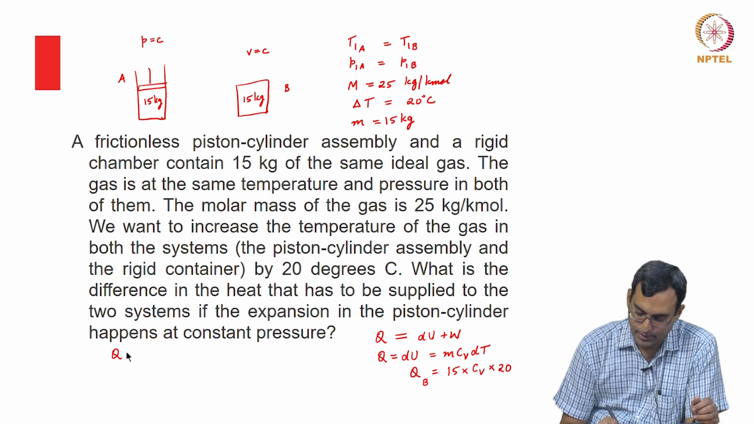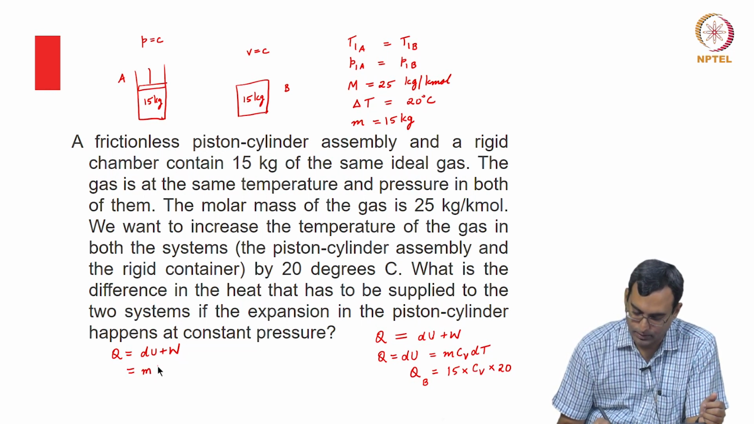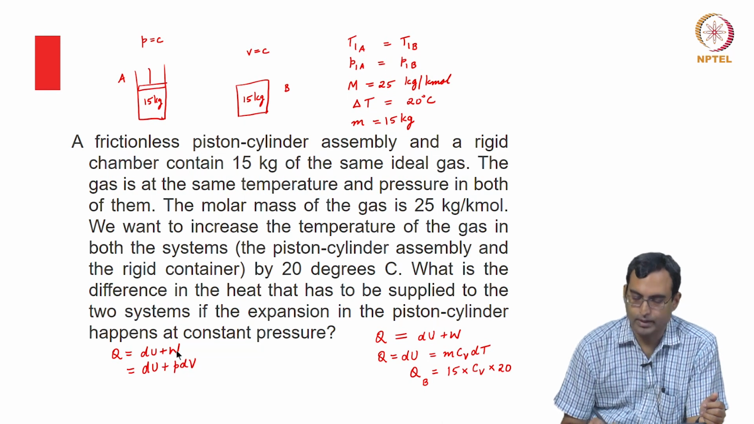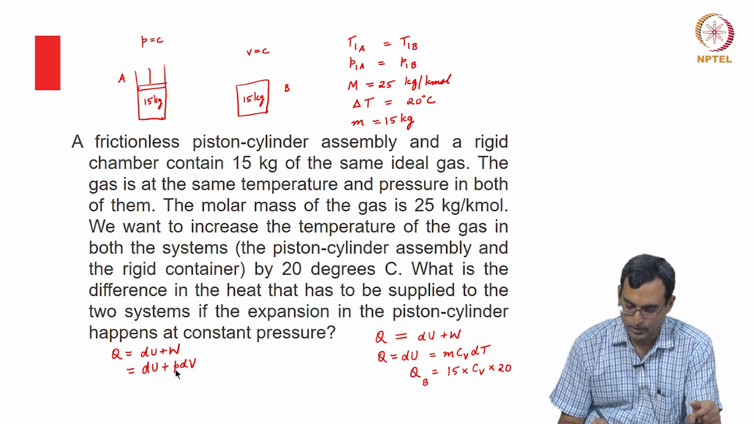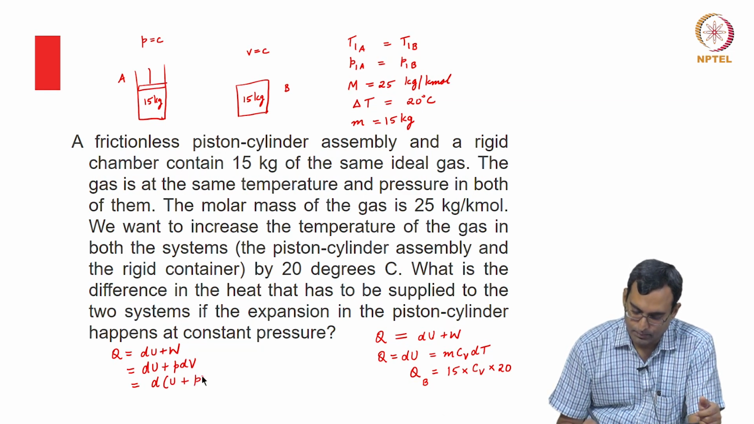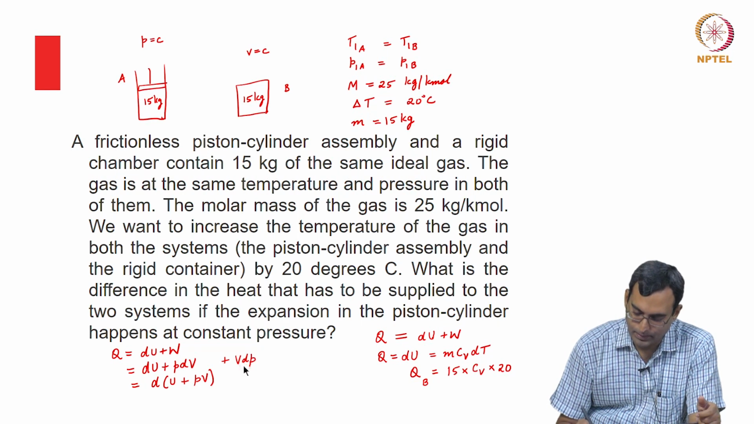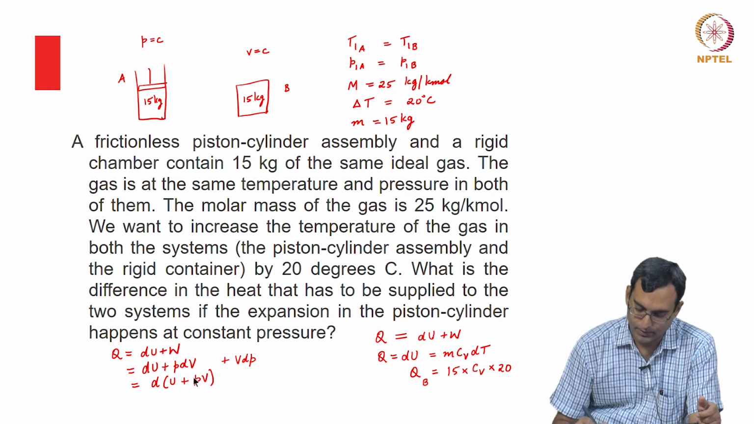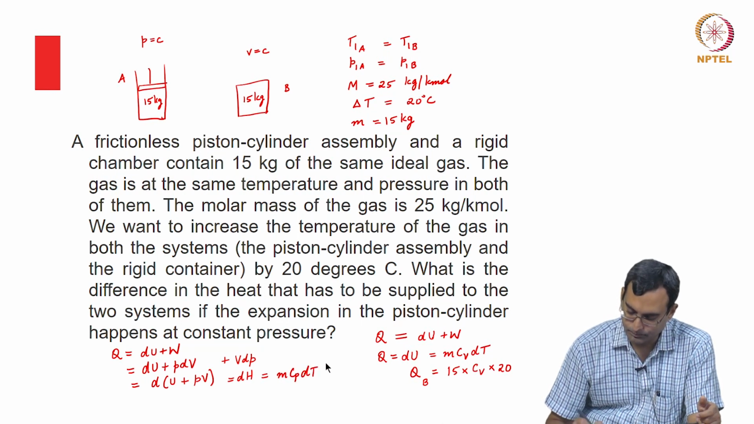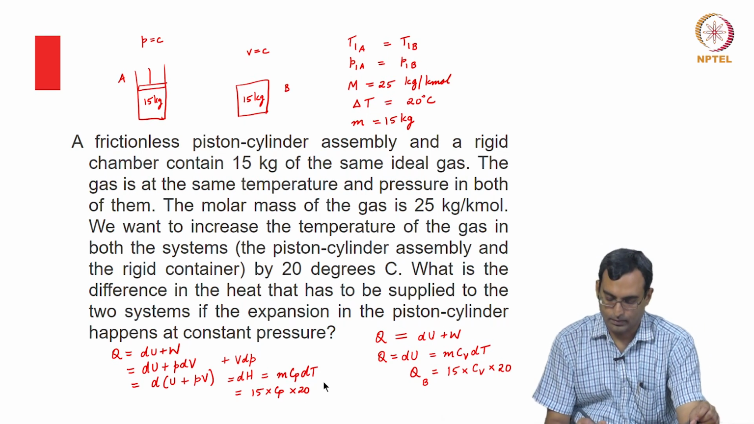For the system A, we again have du plus W as Q. This undergoes a constant pressure process. So, we can first write this as du plus P dv. The work is only due to expansion work, and it happens at constant pressure. So, in the same way in which we used to do earlier, we can write u plus Pv, because we can also add a V dP here. dP is 0, we are just adding 0, and then d of u plus Pv is essentially dH, that is equal to m Cp dT. So, that is m, which is 15, times Cp into 20. So, this is the Q added in A.